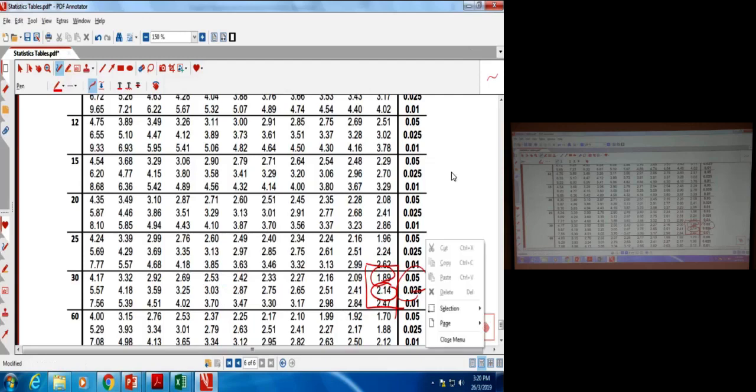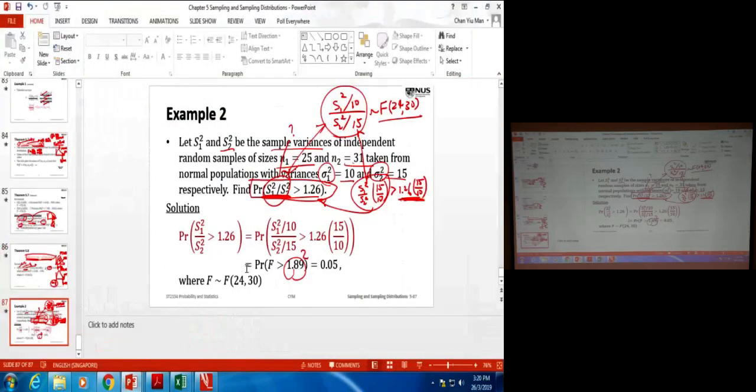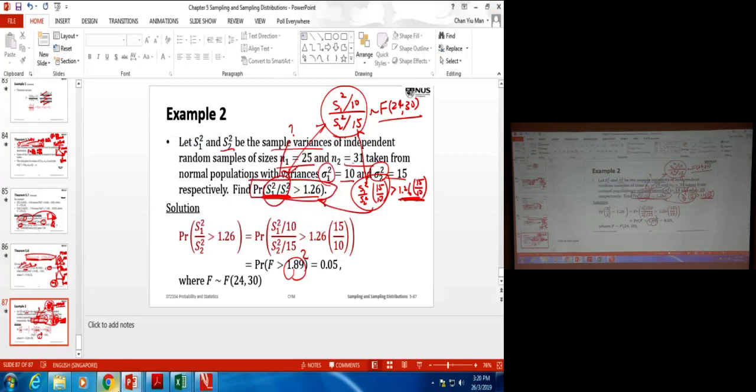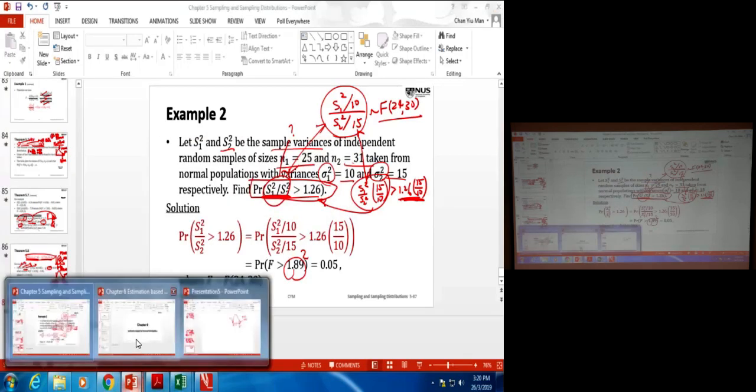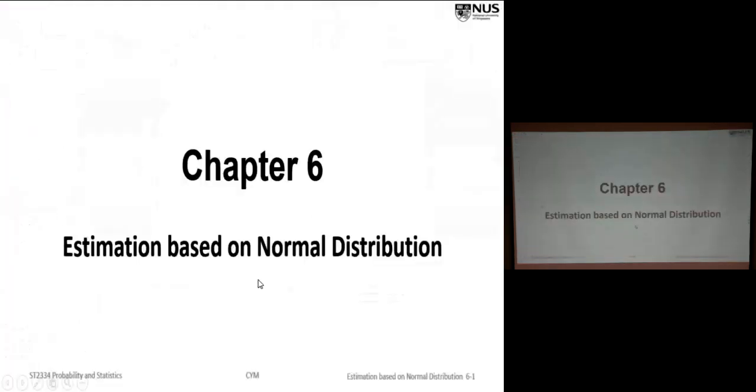Okay, so is that the last page? 87. Yeah, this is the last page. Good. Okay. So, chapter 6. I still have 15 minutes. Okay, chapter 6 and chapter 7.